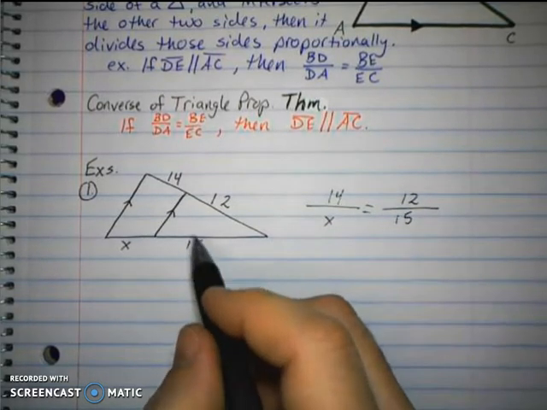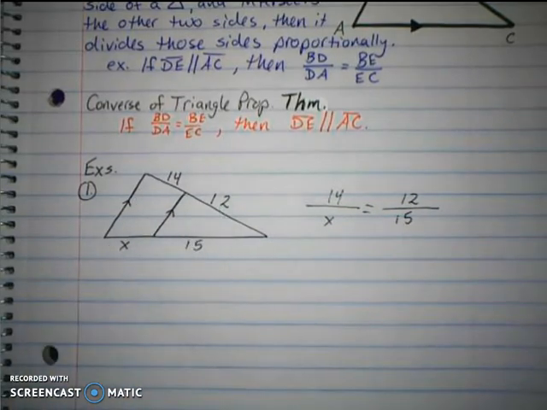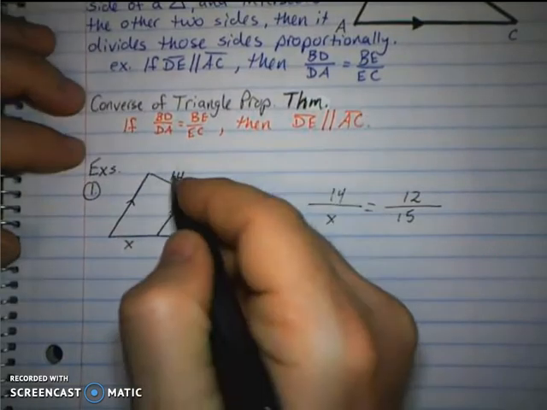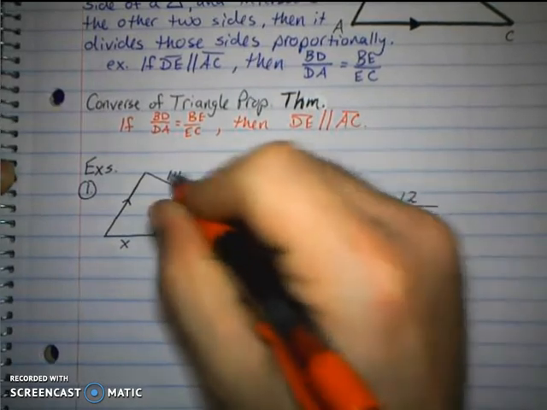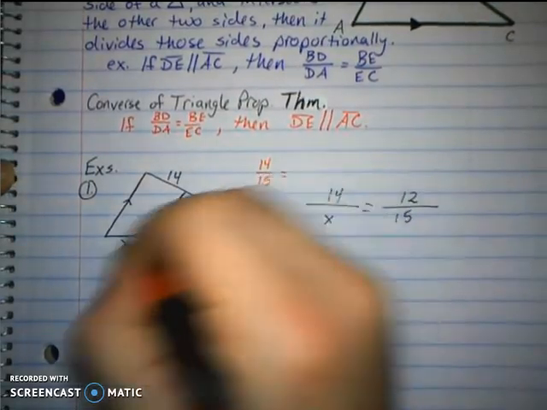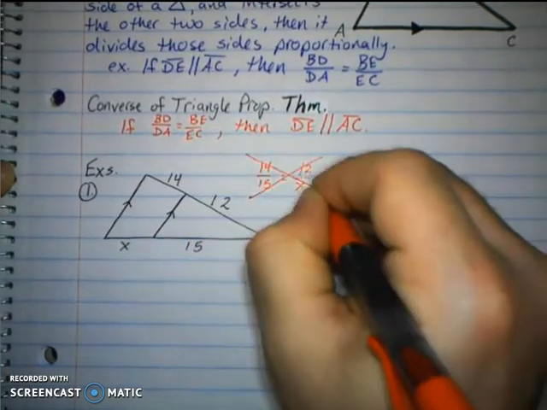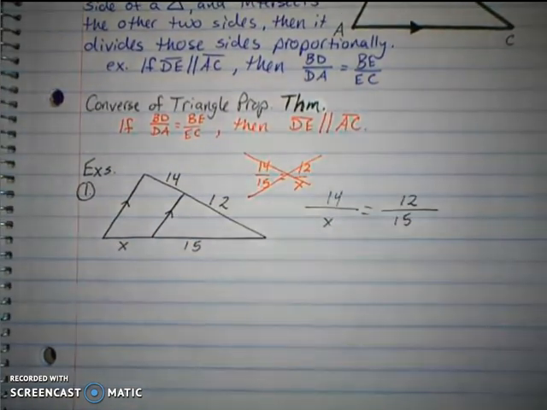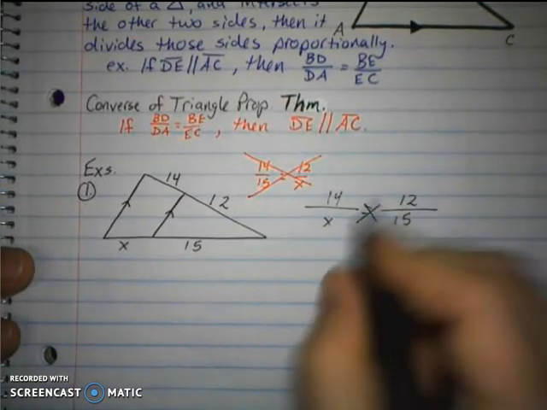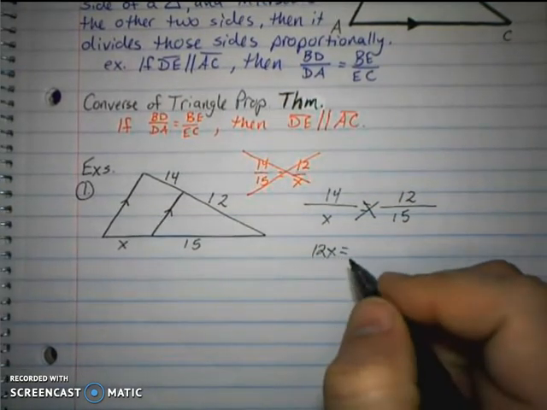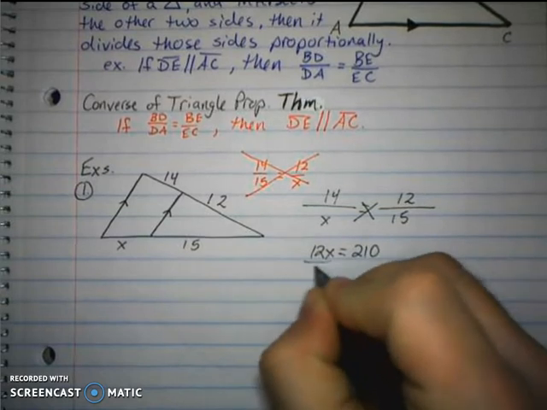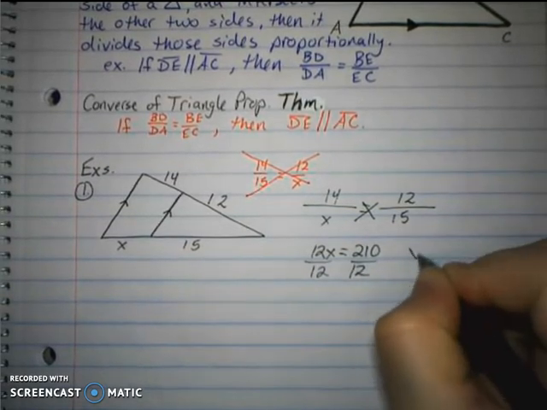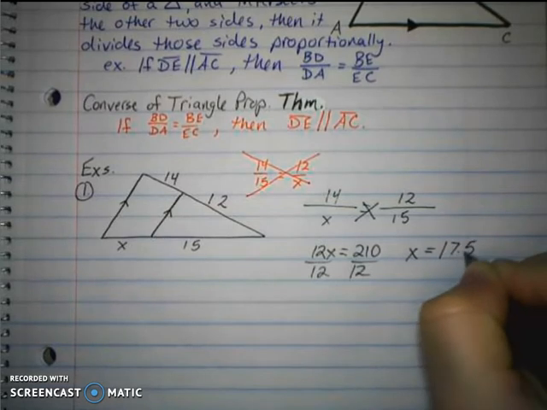There's a lot of correct ways you could write this. You could say 14 over 12 equals x over 15. Okay, but you don't need to think of all the different ways to write it. You just need to find one that is true. 14 over x equals 12 over 15. We could not say 14 over 15 is equal to 12 over x. That won't work. Okay, so make sure you're setting it up correctly then. And then we just cross multiply. X equals 210, and then divide by 12. We get that x in this case is 17.5.